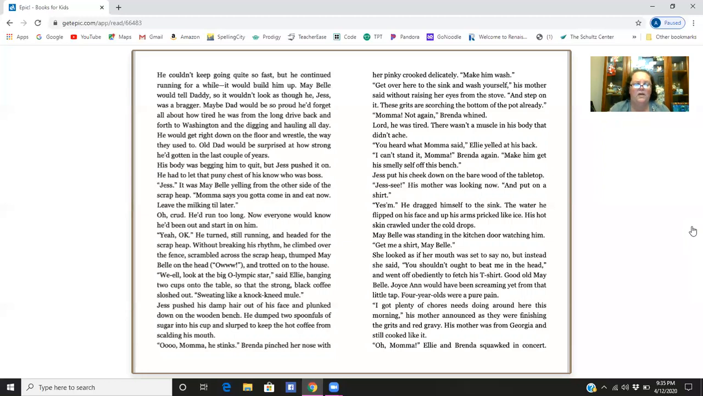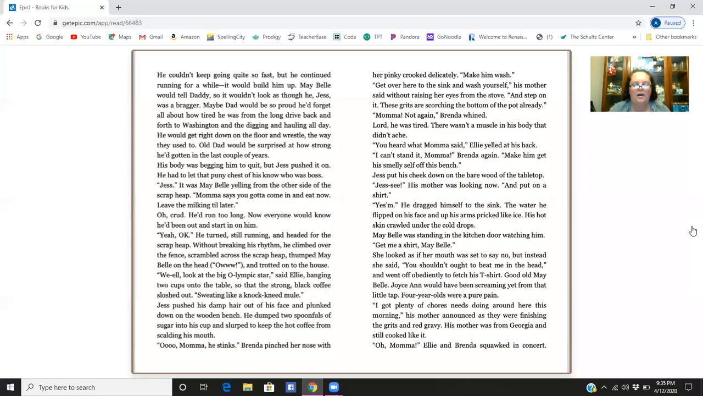"Yeah, okay." He turned, still running, and headed for the scrap heap. Without breaking his rhythm, he climbed over the fence, scrambled across the scrap heap, thumped Maybelle on the head, "Ow," and trotted on to the house. "Well, look at the big Olympic star," said Ellie, banging two cups on the table so that the strong black coffee sloshed out, "sweating like a knock-kneed mule."